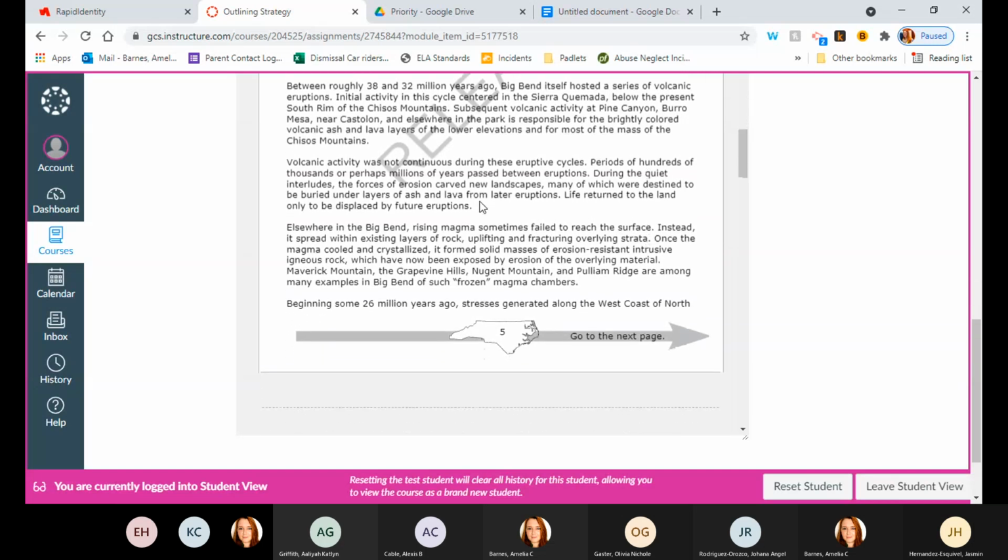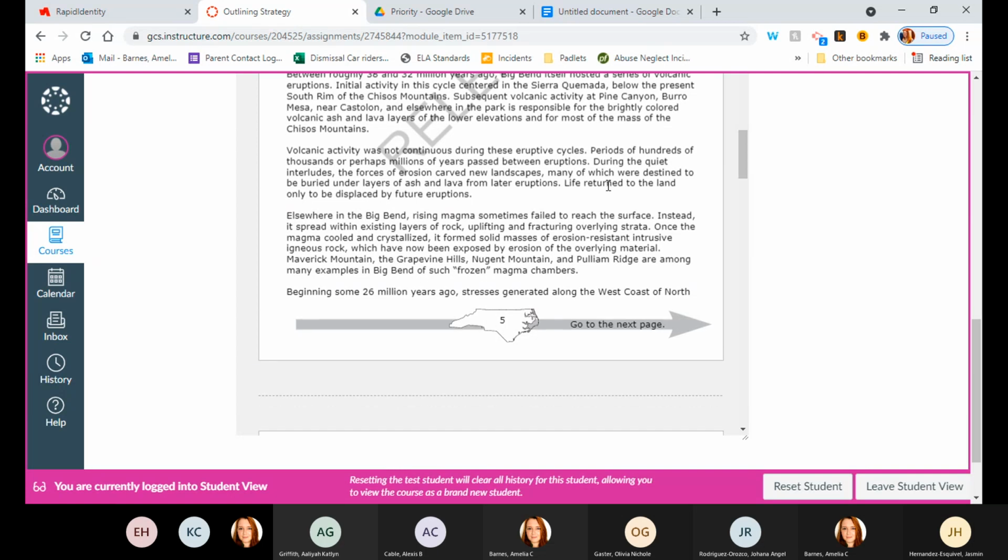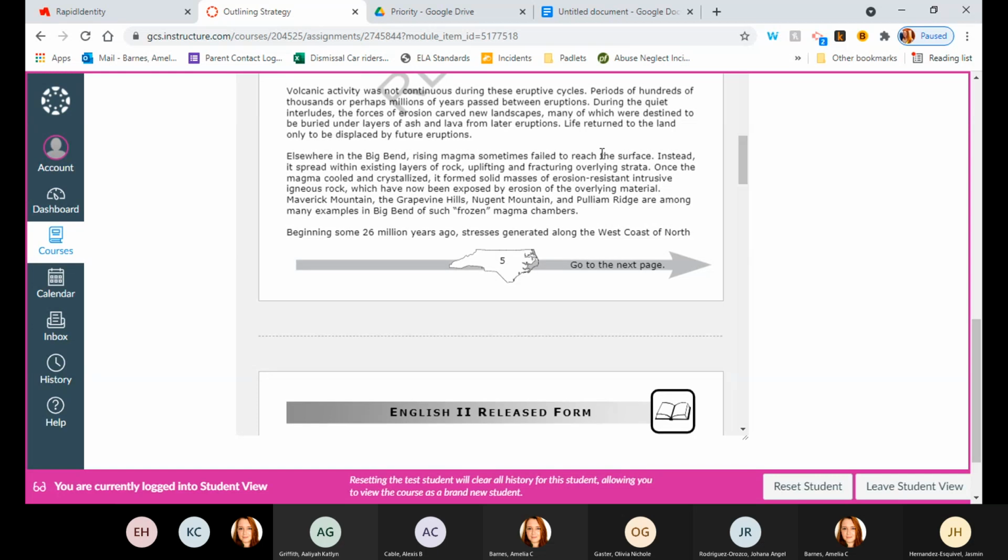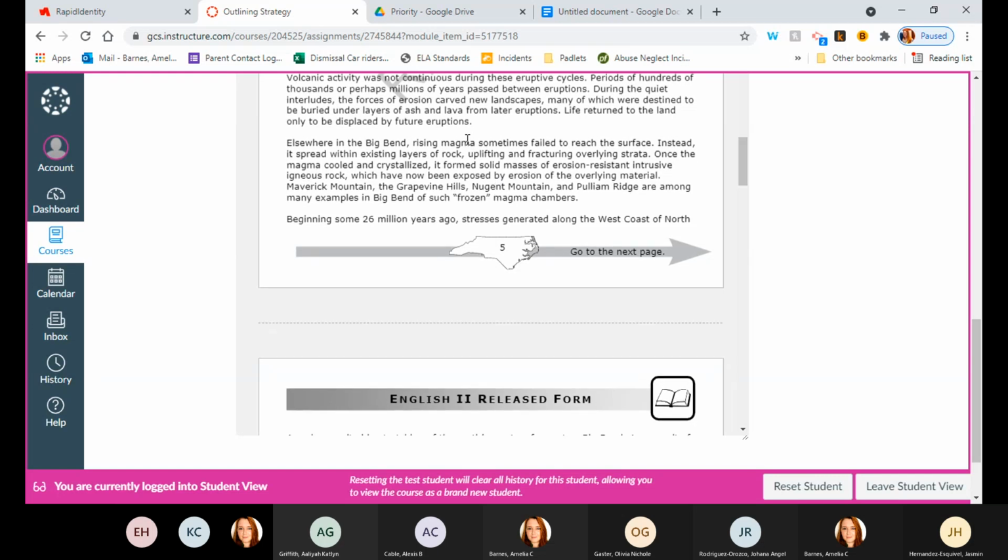Volcanic activity was not continuous during these eruptive cycles. Periods of hundreds of thousands or perhaps millions of years passed between eruptions. During the quiet interludes, the forces of erosion carved new landscapes, many of which were destined to be buried under layers of ash and lava from later eruptions. Life returned to the land only to be displaced by future eruptions.